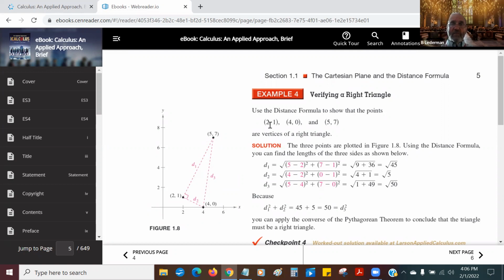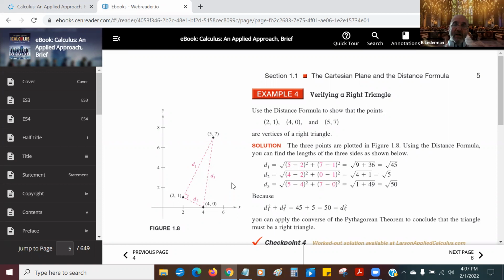Well, the first, D1, is between the 2, 1 and the 5, 7. So x2 minus x1 is 5 minus 2, then square it, plus 7 minus 1, squared. That becomes 3 squared plus 6 squared, which is square root of 45. And D2, which is this one down there, so these are the 2 points. So it's 4 minus 2 squared plus 0 minus 1 squared, and that becomes 4 plus 1, which is 5, because that's 2 squared, that's -1 squared, that becomes 4 and 1, square root of 5.